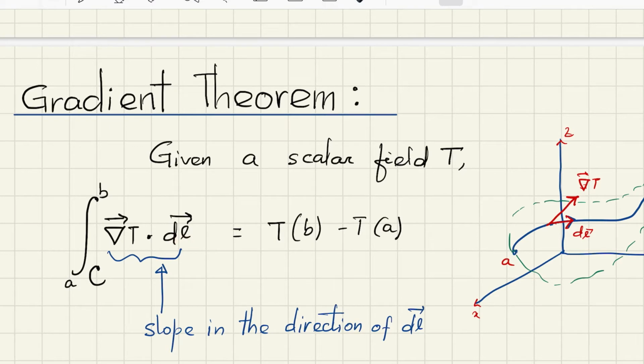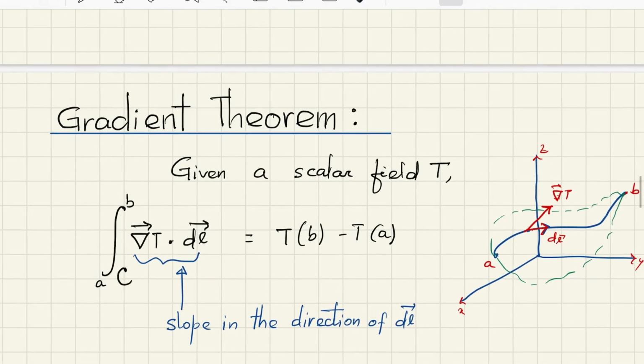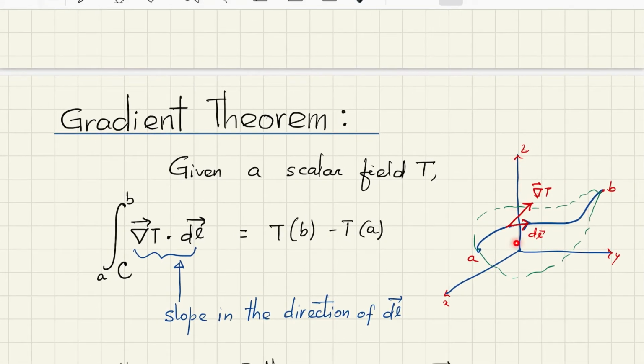This is nothing but the slope in the direction of dl. We have discussed that in the last class. So if I consider, in three dimensions x, y, z, some arbitrary scalar function, and the gradient I have already calculated, then I can find grad t dot dl along these lines and sum it over. Then it will become this.